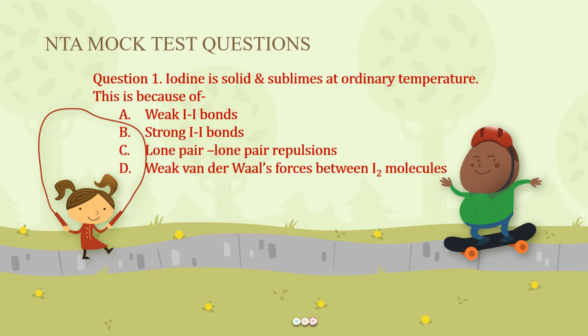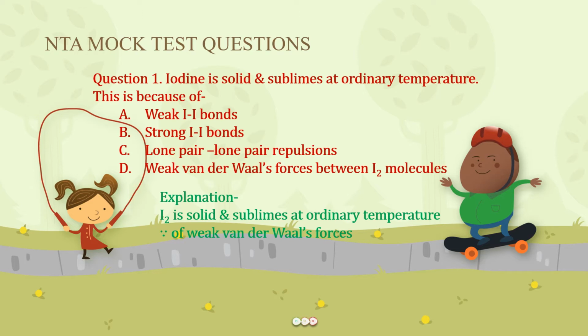First of all, very importantly, what you can understand is that iodine is a solid, and this is such a solid that it is subliming at ordinary temperature. This means it is getting converted into a gas. So we are heating iodine and it is getting quickly converted into a gas. What this means is that there are very weak van der Waals forces of attraction present between the iodine molecules. So the correct option over here is going to be D choice.